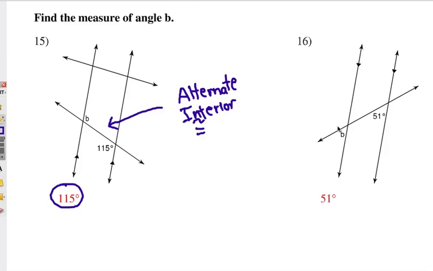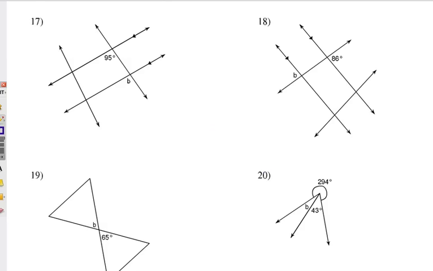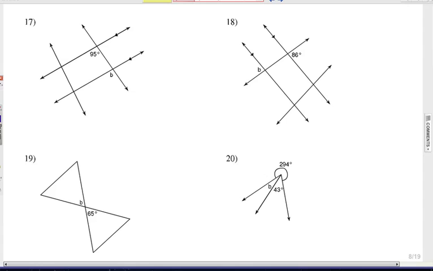Now what about 16? Well, B is on the left side of that parallel line, and so is this angle, and they are both below the transversal. They're both in the same relative position. Remember what that's called? That's right, they are corresponding angle pairs, and those are always congruent to each other. All right, let's get a few more. We're going to finish this video with these last four examples. Try to find out what angle B is and why. Go ahead.